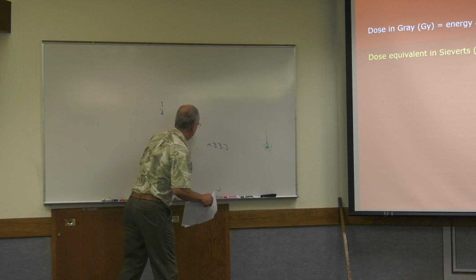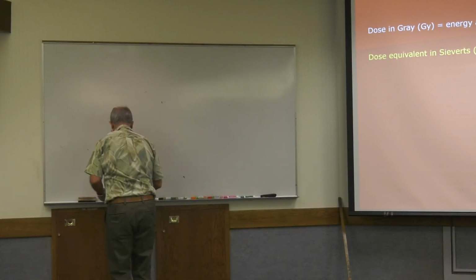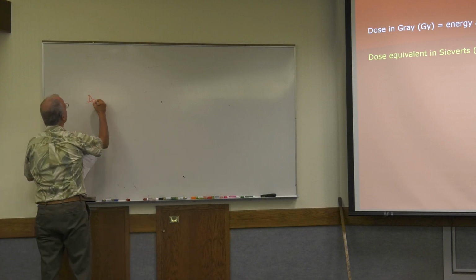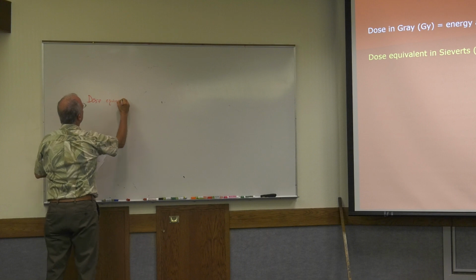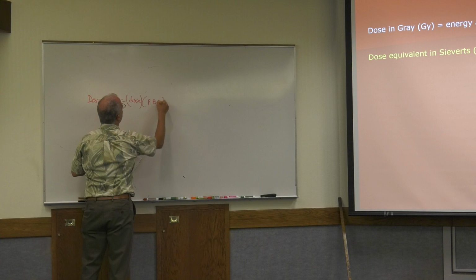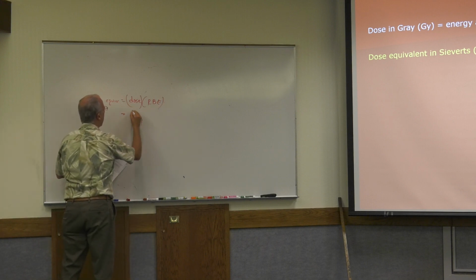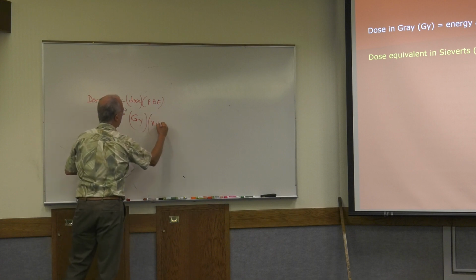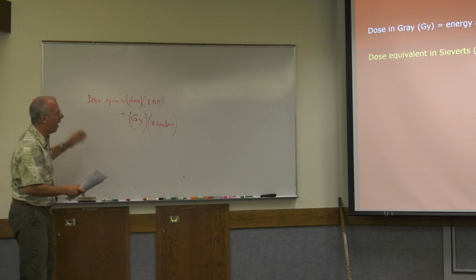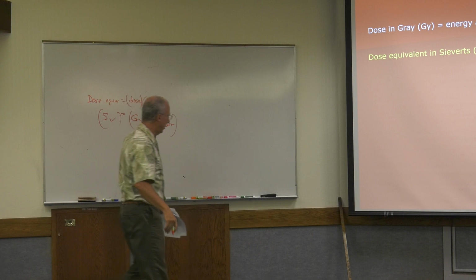And here's why. Look at this equation. The dose equivalent equals the dose times the RBE. Now look at the units. Dose is in grays. RBE is just a number. So you would think that this should be in grays, right? Well, it's not. It's in sieverts. Sorry. What are you going to do?